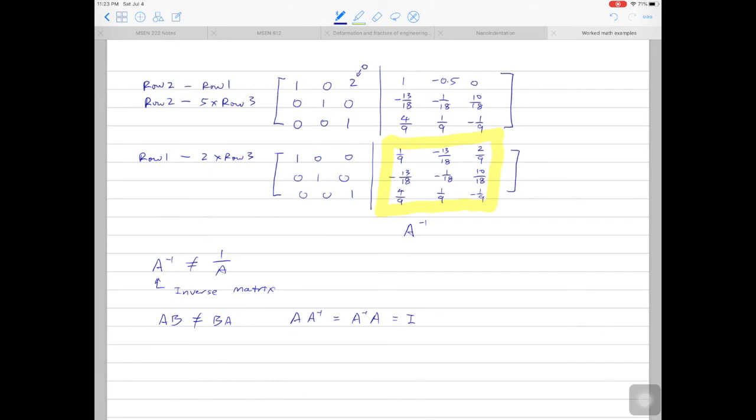In this video, we showed you how to use the Gauss-Jordan elimination method to calculate the inverse matrix. In the next video, we'll show you how to use determinants of matrix to calculate its inverse matrix.